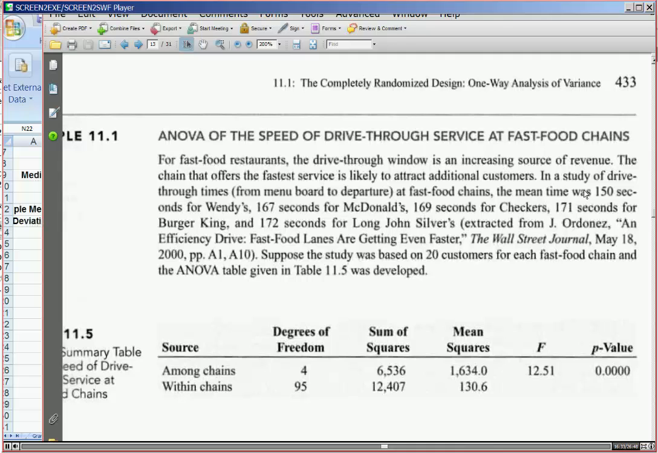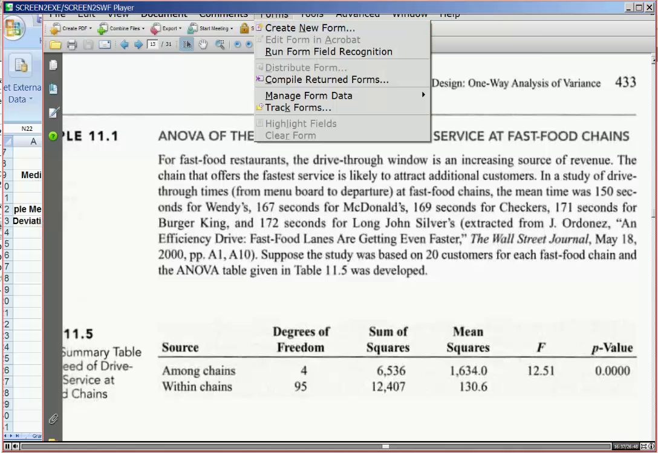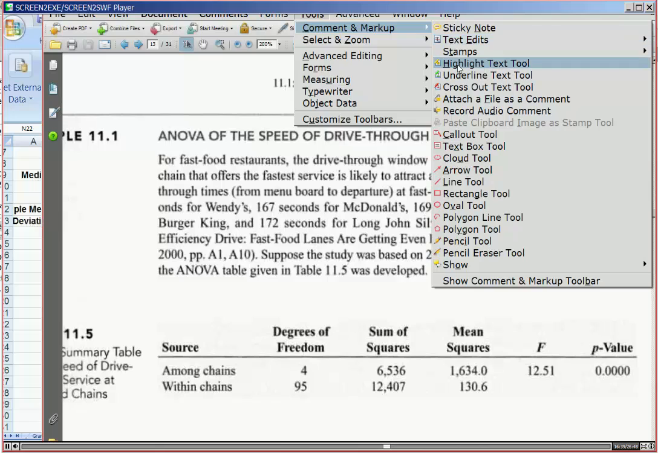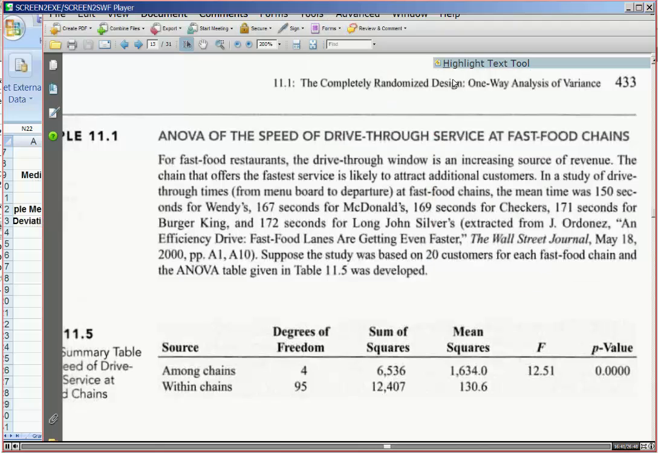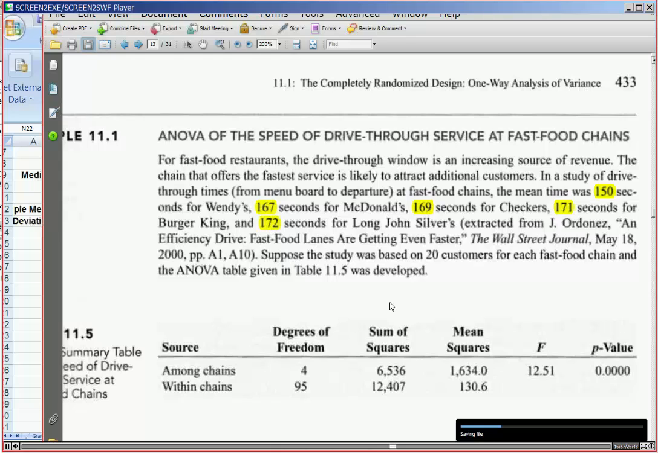Fast food restaurants and drive-through times. The average numbers for drive-through service: 150 for Wendy's, 167 for McDonald's, 169 for Checkers, 171 for Burger King, and 172 for Long John Silver's.